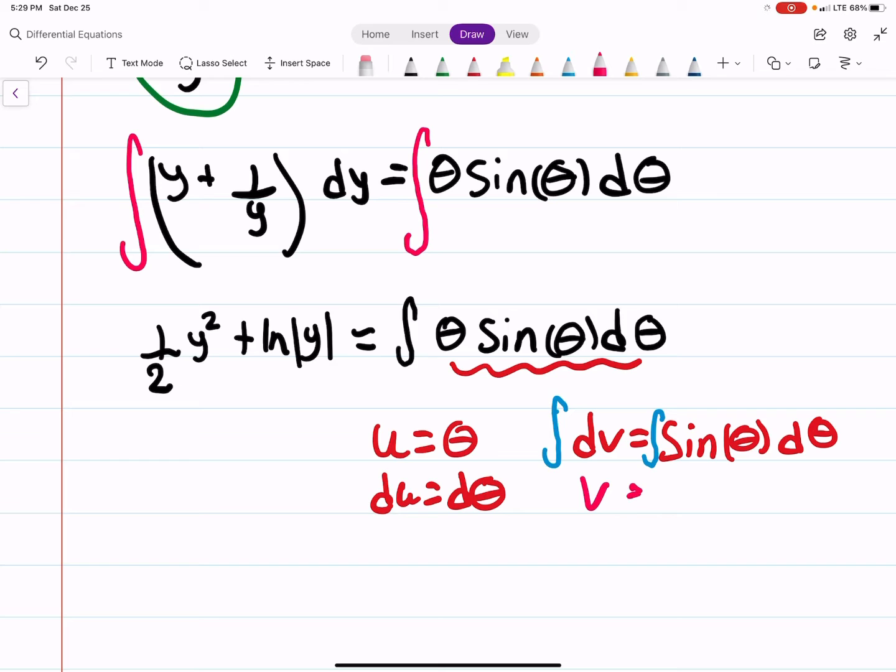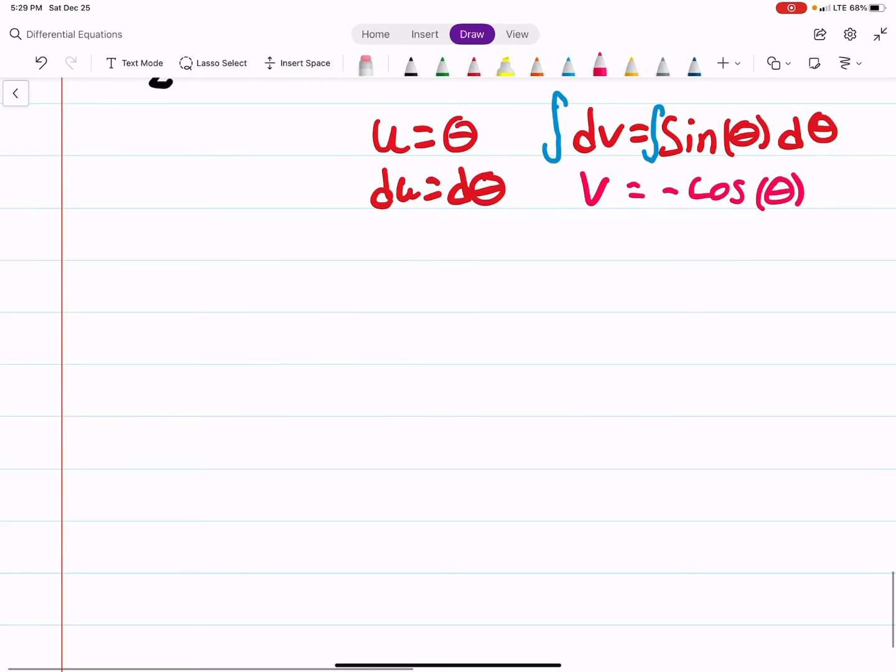And you end up getting v is minus cosine theta. Why did we do that? Well, integrating by parts, uv minus the integral of v du. Some people have other ways of doing it. That's completely fine. This is how I like to do it.